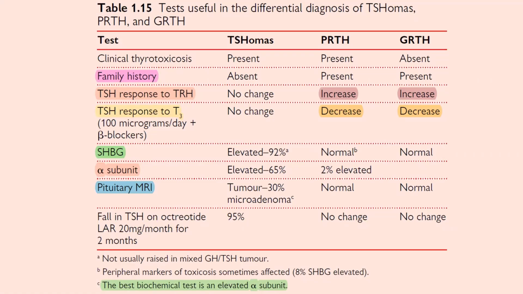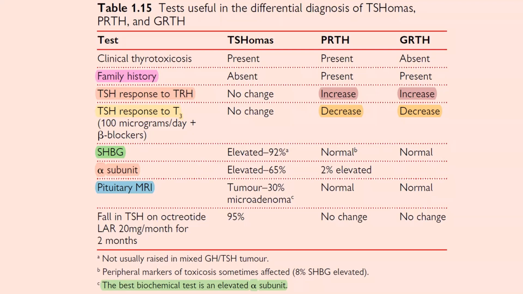This is how to differentiate between TSH-secreting pituitary adenoma versus resistance to thyroid hormone. The most important thing is the TSH response to TRH. In TSH-secreting adenoma there is a blunted response, but in resistance to thyroid hormone it increases, like in the normal physiological pattern. The TSH response to T3: in the adenoma there is no change in TSH, but it decreases in resistance to thyroid hormone, like in the normal physiological pattern.